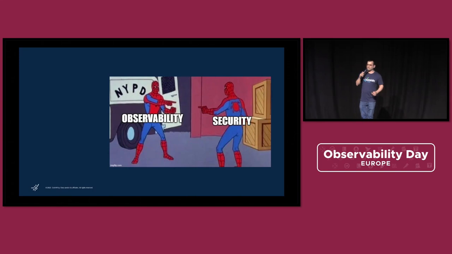And the last thing is that although security and observability are not the same thing, they have a lot to do with each other. And when we are building tools and frameworks for observability, and when we make our systems more observable, we also make them more secure.